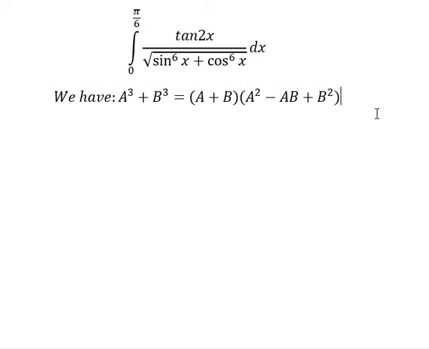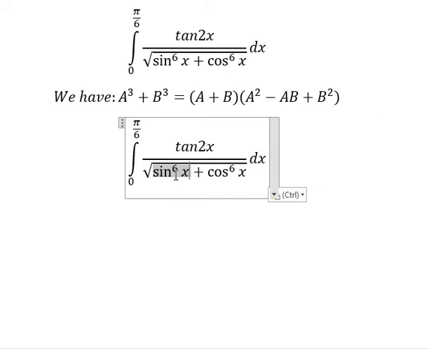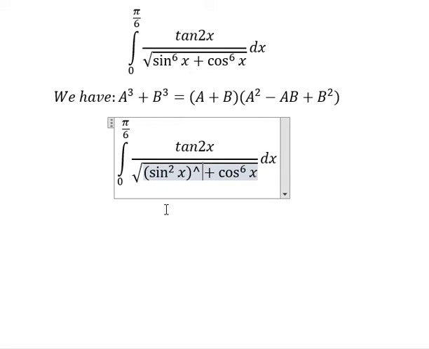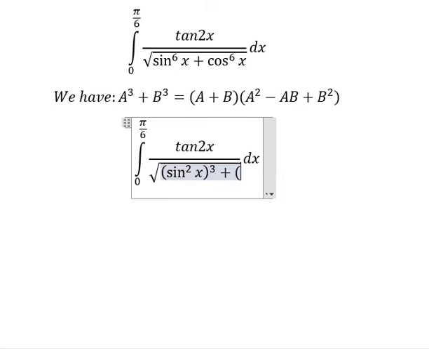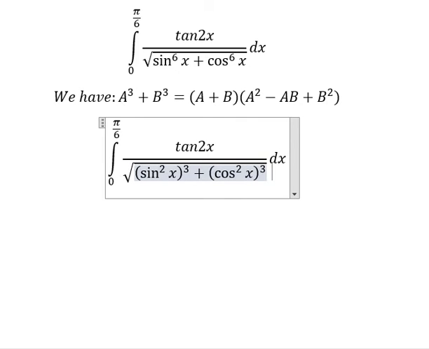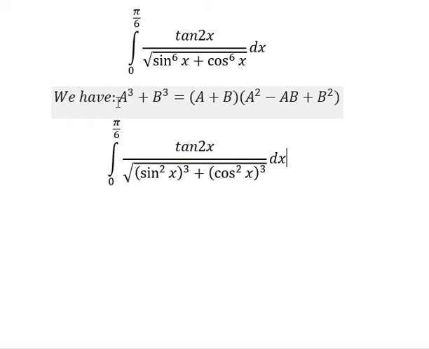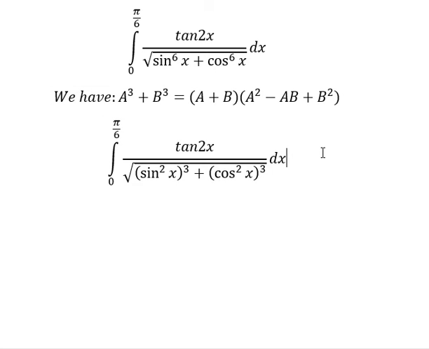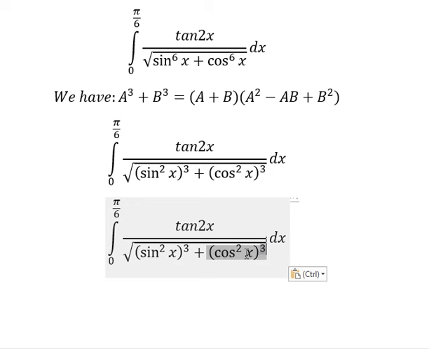In this one, that is about sin x to the power of 2, everything to the power of 3. This one, that is about cosine x squared, everything to the power of 3. Now, we need to transform this one into this one. So, this one should be like this.